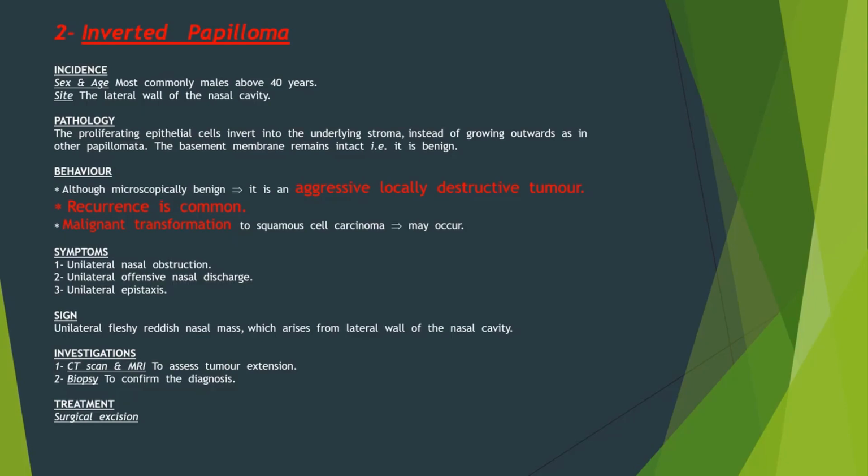Although microscopically it is benign, it is an aggressive, locally destructive tumor, and the recurrence is very common, and it may transform into malignant squamous cell carcinoma. The patient will complain of unilateral nasal obstruction, unilateral offensive nasal discharge, unilateral epistaxis, and by examination you will see a unilateral fleshy red nasal mass which arises from the lateral wall of the nasal cavity, and by CT scan and MRI you will be able to assess the tumor extension, and by doing a biopsy you will confirm the diagnosis, and it's treated surgically.